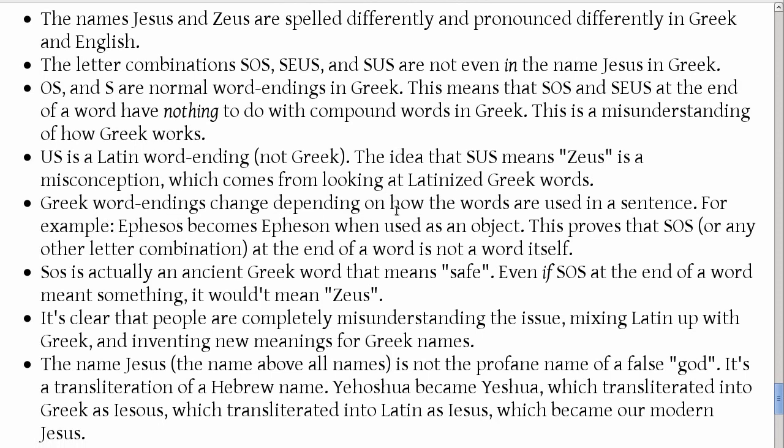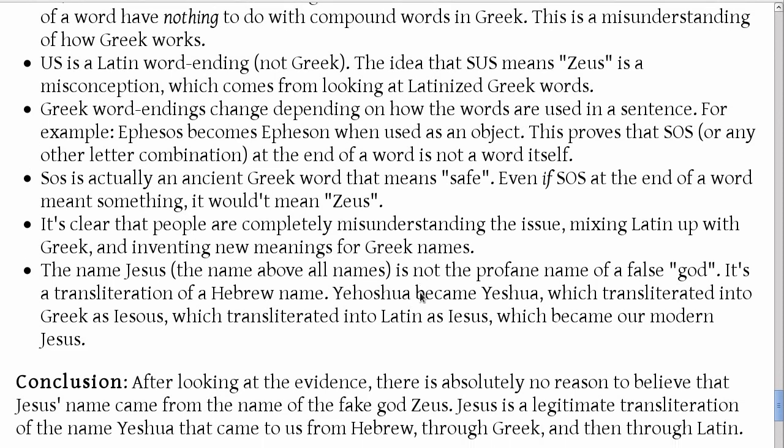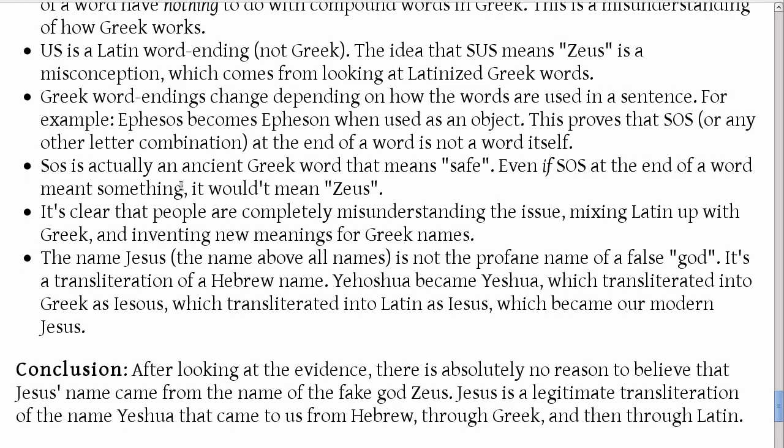Greek word endings change depending on how the words are used in a sentence. For example, Ephesos becomes Epheson when used as an object. This proves that SOS, or any other letter combination, at the end of a word is not a word itself. Sos is actually an ancient Greek word that means safe. Even if SOS at the end of a word meant something, it wouldn't mean Zeus. It's clear that people are completely misunderstanding the issue, mixing Latin up with Greek, and inventing new meanings for Greek words. The name Jesus, the name above all names, is not the profane name of a false god.